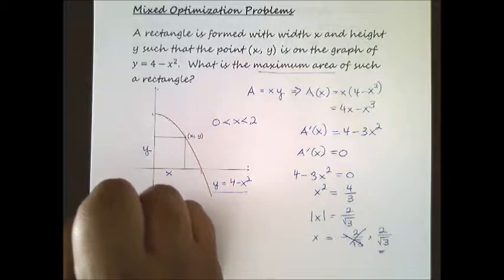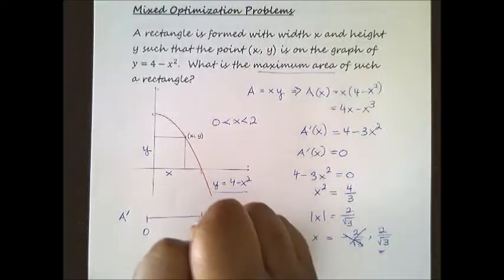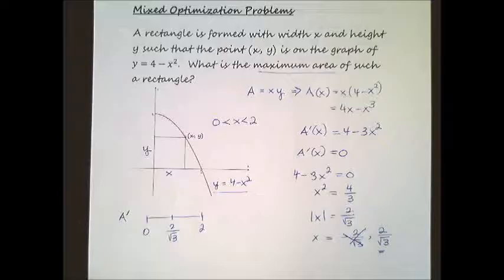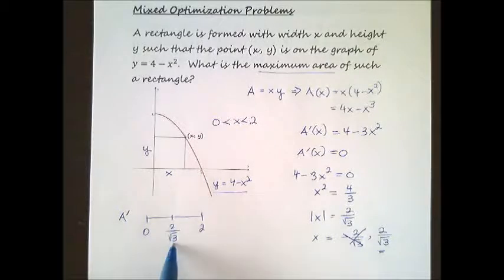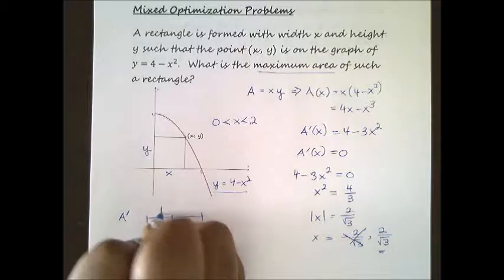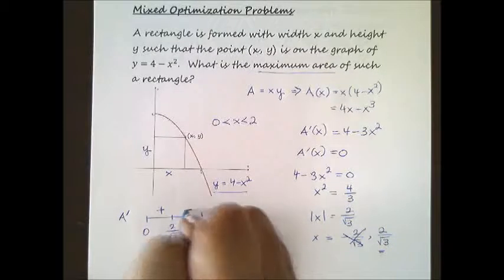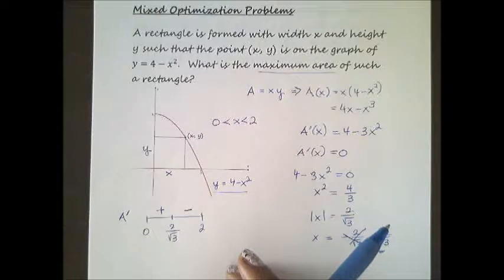Doing a quick sign analysis of the first derivative, really just being concerned about what happens from 0 to 2. And 2 divided by the square root of 3 is going to be between them. It's going to be a positive number, and it's going to be smaller than 2. I believe that means that between 0 and 2 over the square root of 3, my derivative is going to be positive. And between 2 over the square root of 3 and 2, my derivative is going to be negative. Now, actually, I'm thinking in my head of what the graph of this looks like. It's a parabola similar to this one that opens downward.